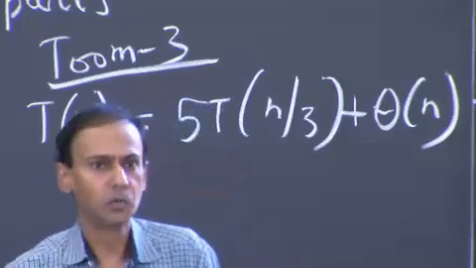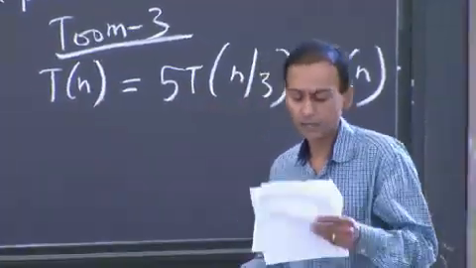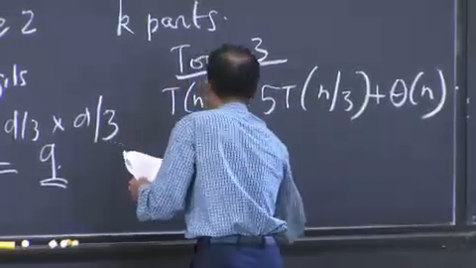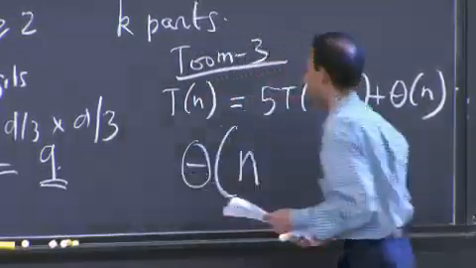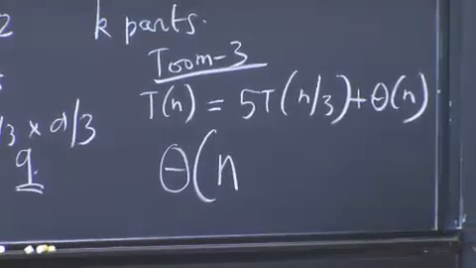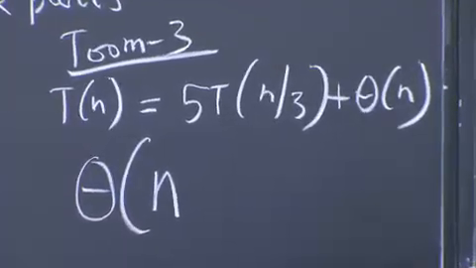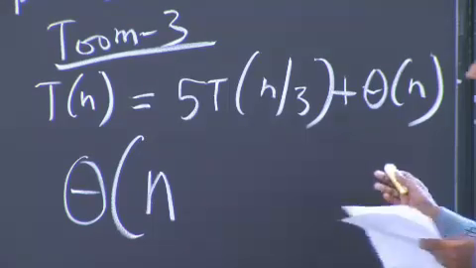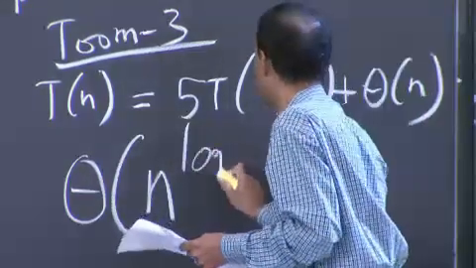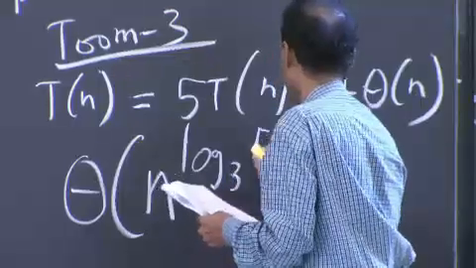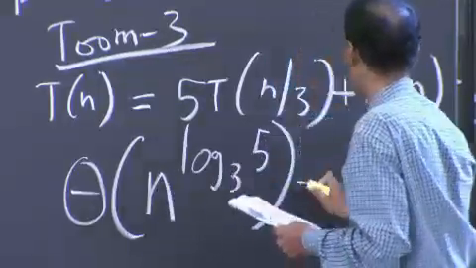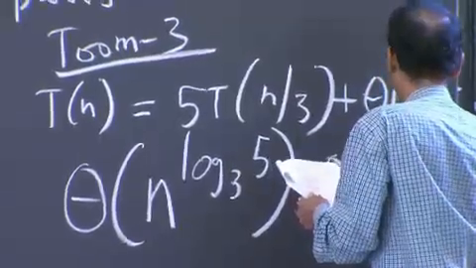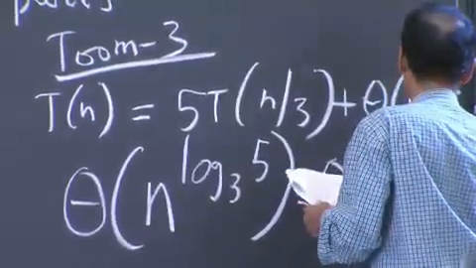Okay, so that's a win, and that ends up being theta of n raised to what? Someone loudly? Log to the base 3 of 5. Okay, another irrational number, and this ends up being n raised to 1.465.